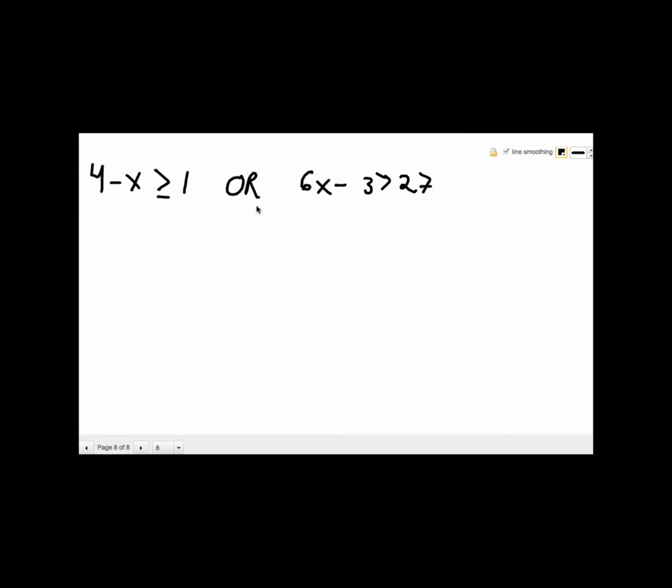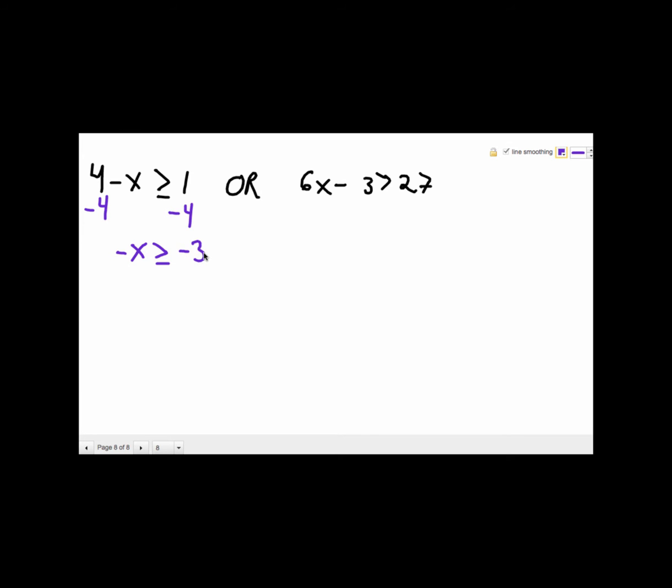When solving an OR inequality, while you are presented with two situations, each one will be solved completely independently of each other until the last step, in which we'll combine the solutions on our graph or using interval notation. We're going to solve the left-hand one in purple to indicate that they are both different and independent equations. We'll start by subtracting 4 from both sides, resulting in negative x is greater than or equal to negative 3.